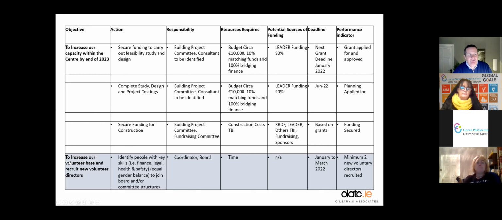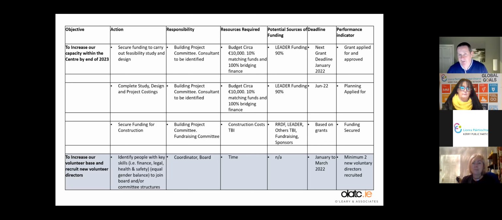Let's say they have another objective that they want to focus on next year, and that might be to increase their volunteer base and to recruit new volunteer directors. So the action is to identify key people with key skills within the community that they're going to encourage to join the board, or get involved in committees or different project teams, or whatever it might be. So again, the responsibility of that might be the coordinator, if there's a coordinator or manager in place, and the board, because ultimately they're the ones that are connected to the wider community anyway. So they'd be asked to get involved in recruiting new volunteer directors.